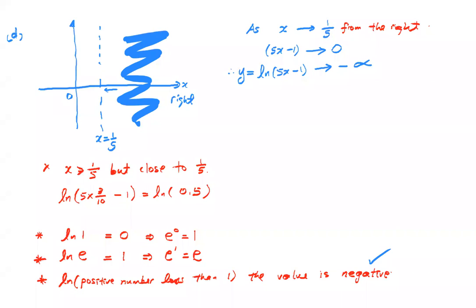Hello, class, are you okay? Yeah. So for natural log, we always ask you to study what happened to the function as x approaches the asymptote, the vertical asymptote. So this is called the vertical asymptote.